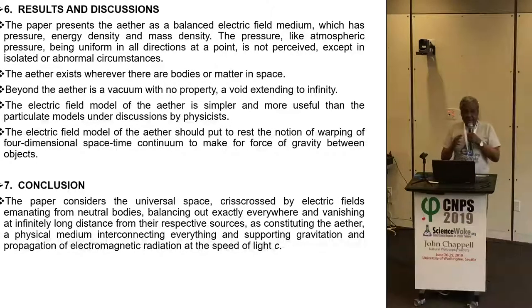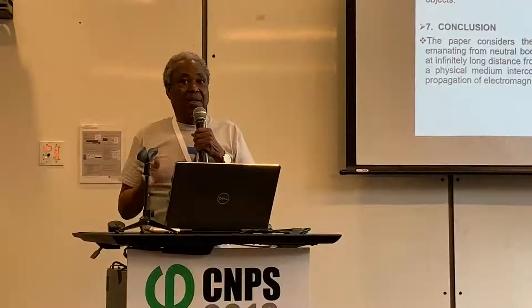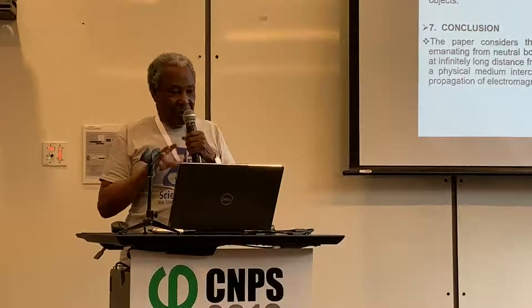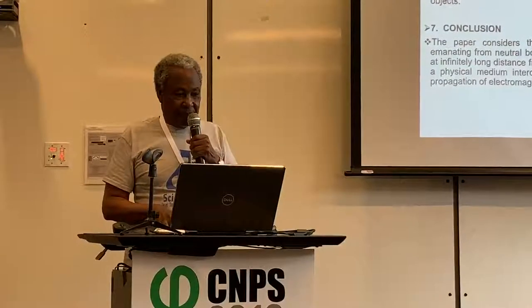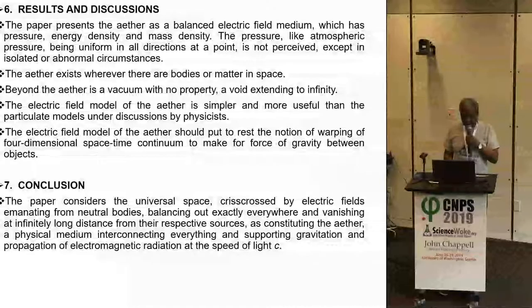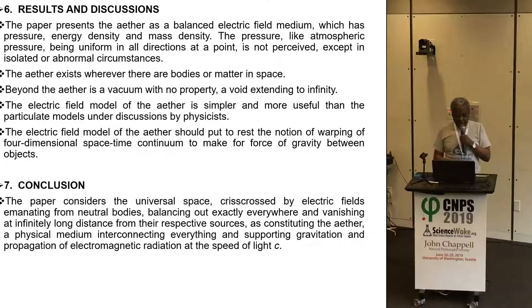The concept of the ether as a medium uniformly filling the whole of infinite space is not tenable. There is no way you can have something filling infinite space. Nature is not so extravagant. The only thing that can fill infinite space is nothing. Beyond the ether is a vacuum with no property extending to infinity. Therefore, if you say space is infinite, yes, it's infinite, containing nothing, but part of it contains the ether. The ether exists wherever there are bodies or matter in space. Beyond the ether is a vacuum with no property, a void extending to infinity.